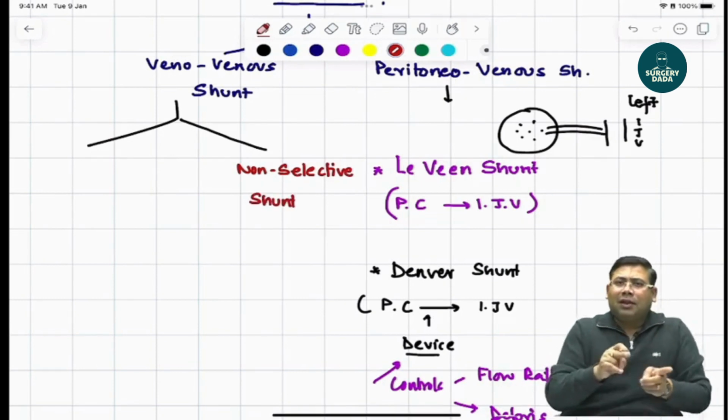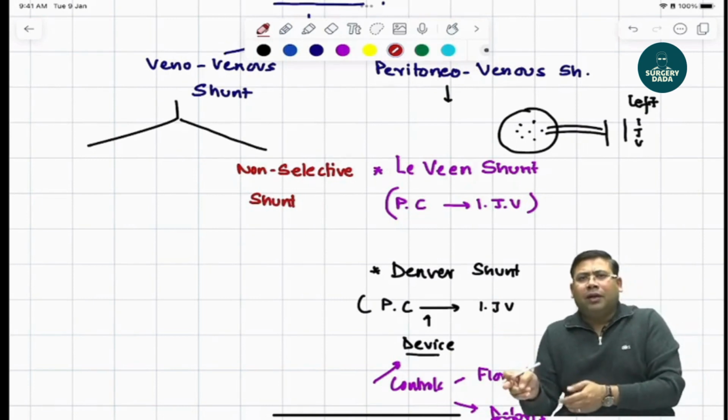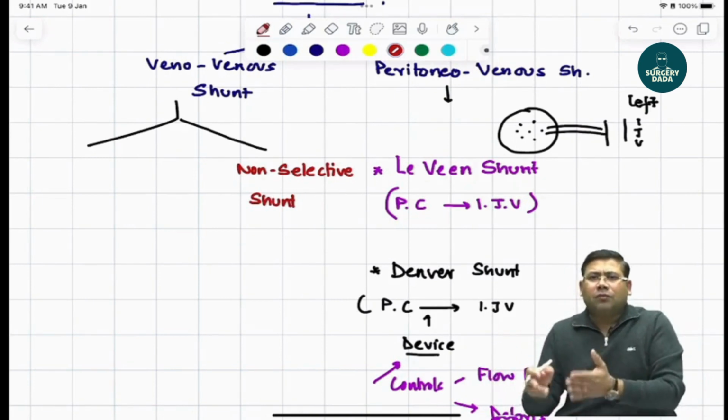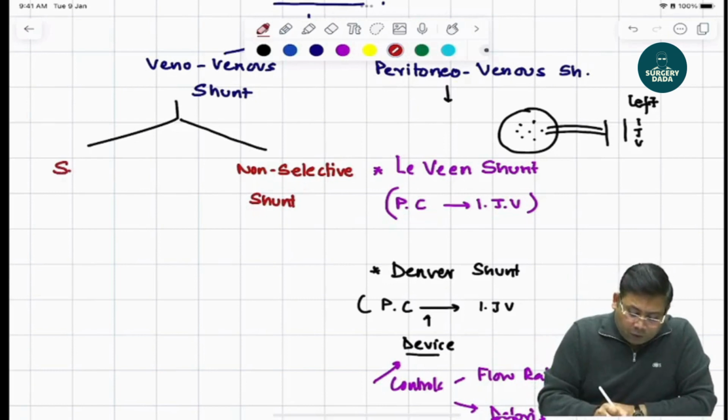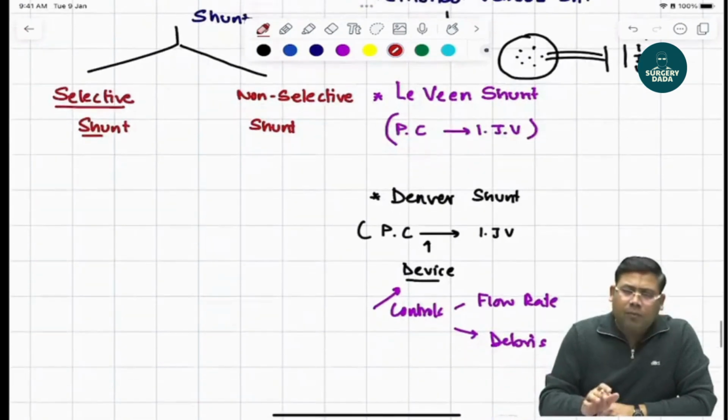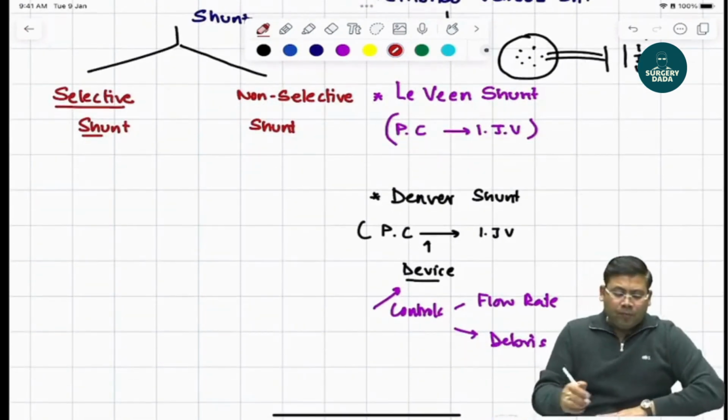So if we are diverting the entire portal flow into the IVC or the system, that is what is known as non-selective. And what do you mean by selective? We have selected a vessel, and based on that we are diverting. So for all the extra hepatic portal vein obstructions, we have the selective shunts.